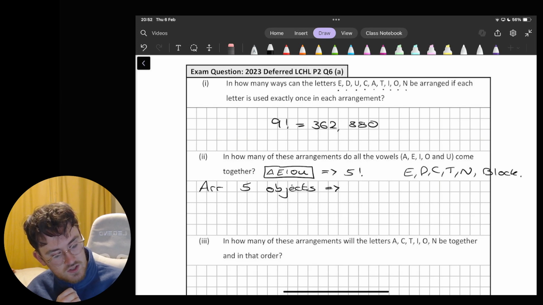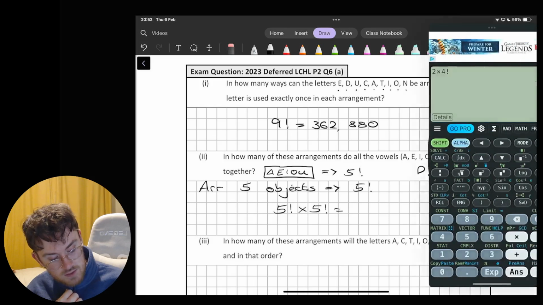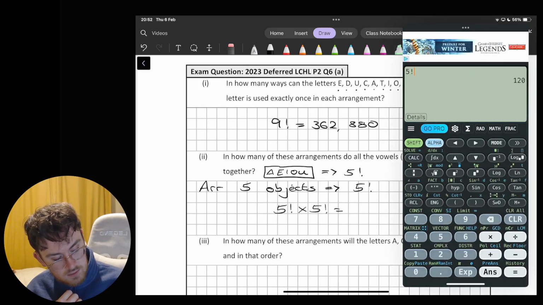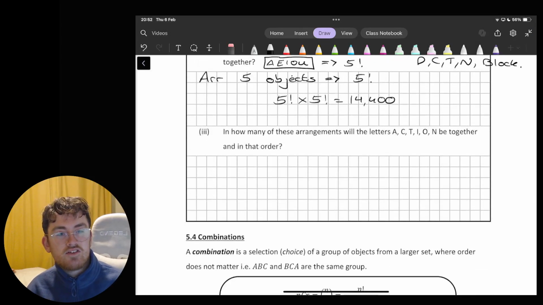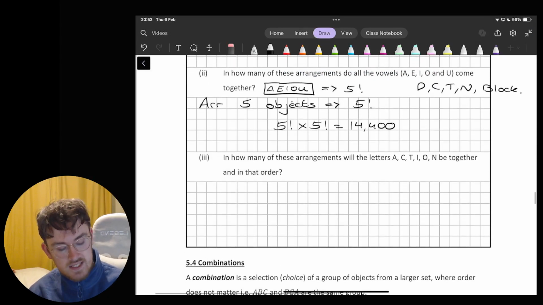Sorry, not E, of course, D, C, T, N, and my block need to be arranged, so that's 5 factorial. There's also 5 factorial ways of arranging those vowels within that block. So we can multiply this to get 14400.